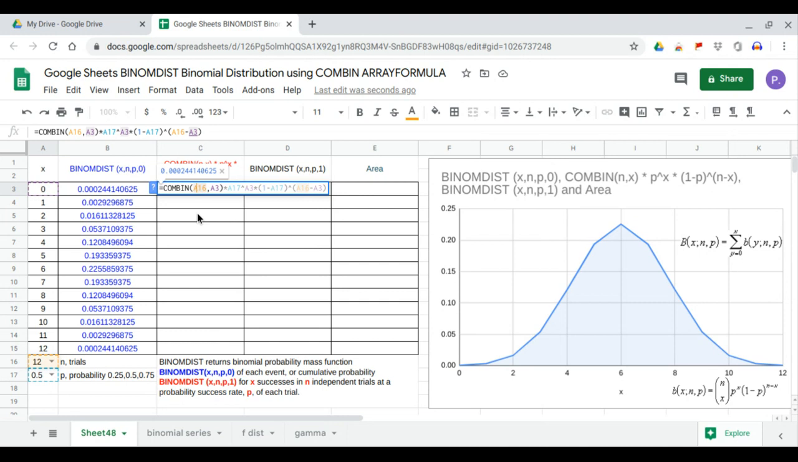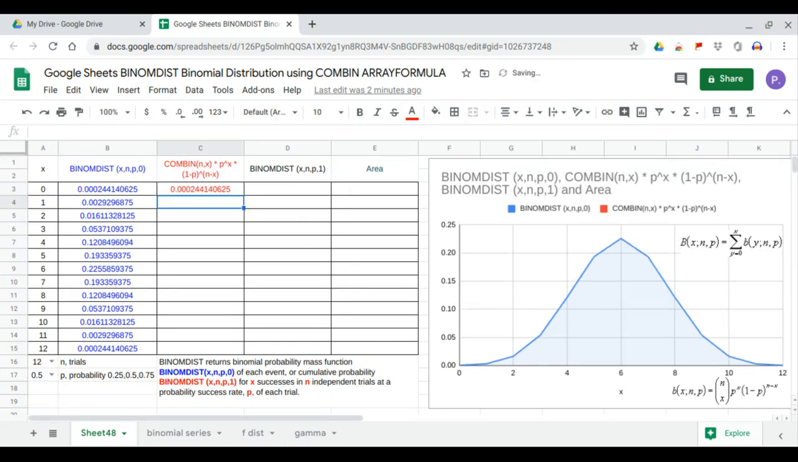So starting with combination, then the power, that is p to the x, and 1 minus p to the power n minus x. Enter. These values match because this is the alternative formula for the BINOMDIST probability mass function.